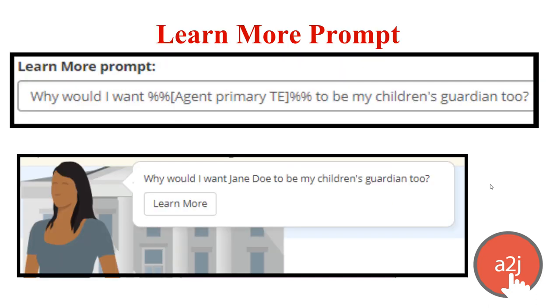Here's an example of a variable macro in a Learn More prompt. This is what the end user avatar is thinking. So why would I want Jane Doe to be my children's guardian too? And in the prompt itself, when you as the author are designing it, you include the variable macro format. Why would I want double percent sign, bracket, name of variable, close bracket, double percent sign. And this allows the name that the end user has given you as their agent, their primary agent, to ask follow-up questions about that agent later on.